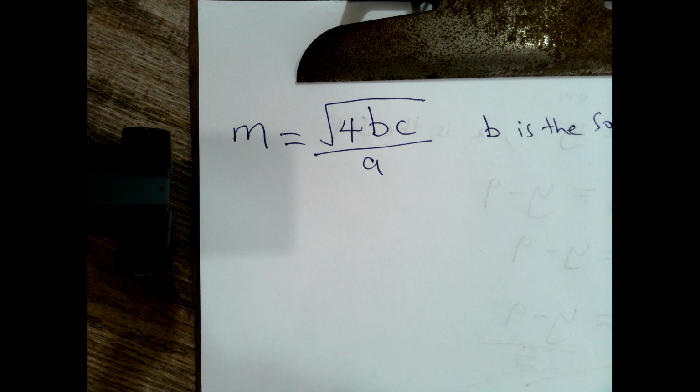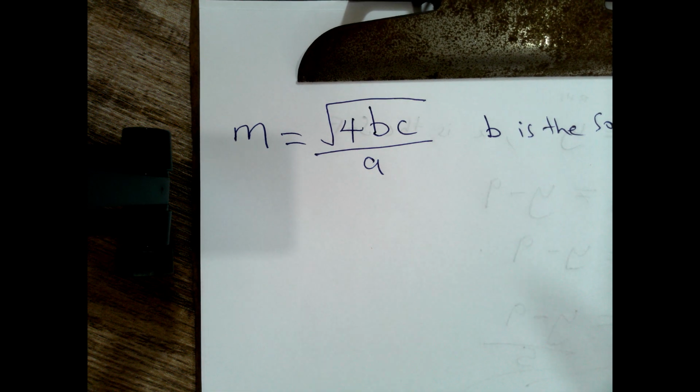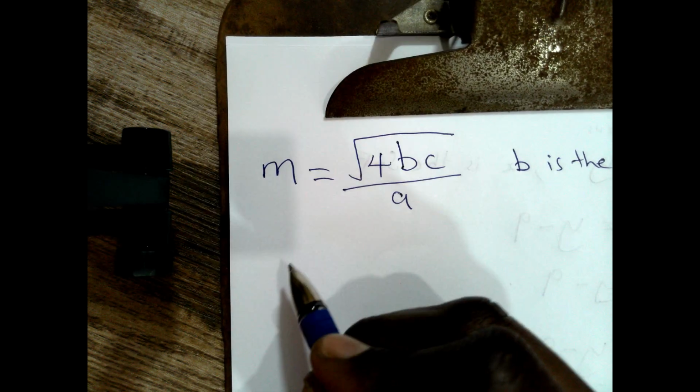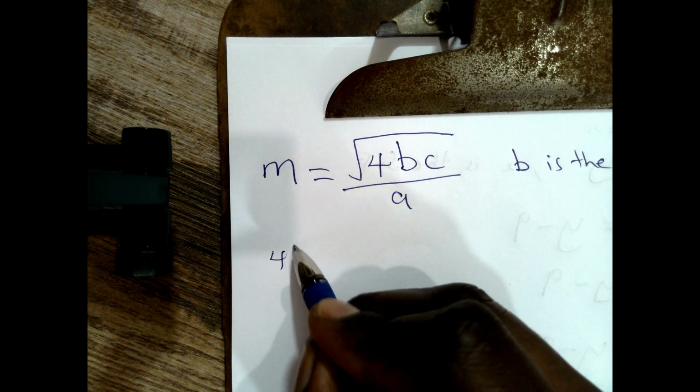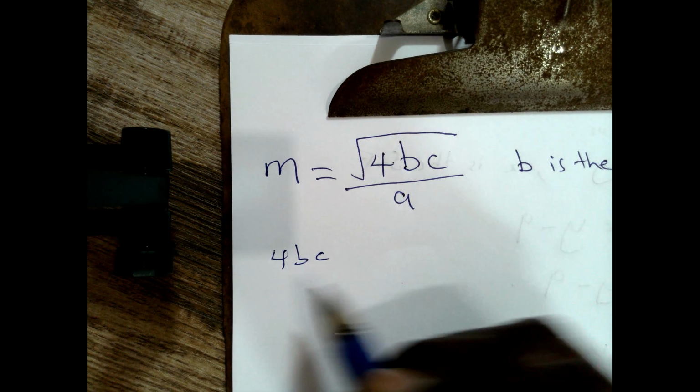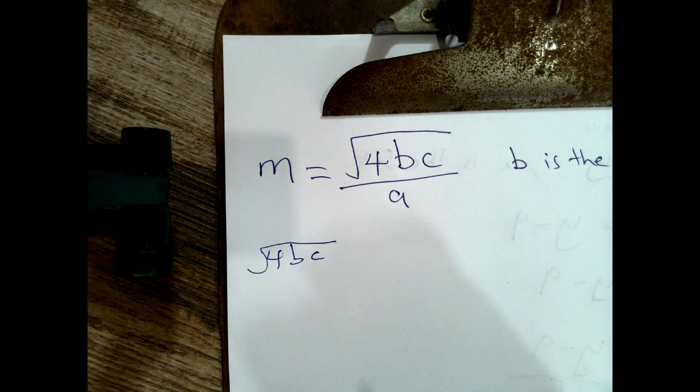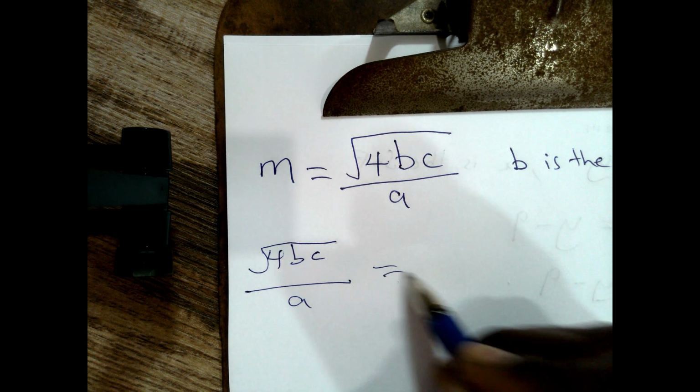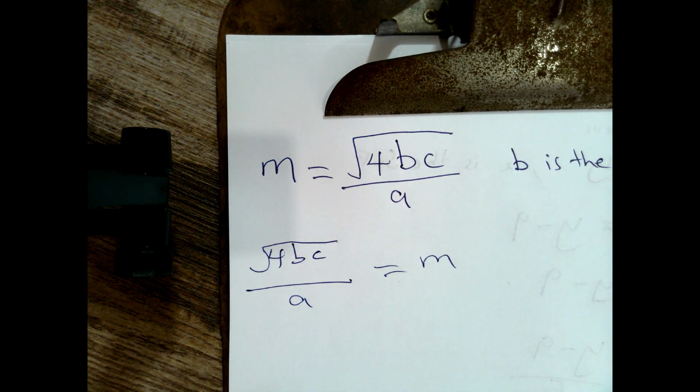So first step, whenever we start with cases where the subject of the formula is on the right hand side, first thing we always have to do is to switch sides. So therefore, square root of 4bc over a equals m. First thing we do, switch the sides. Square root of 4bc over a equals m.